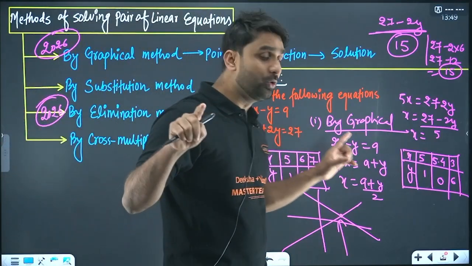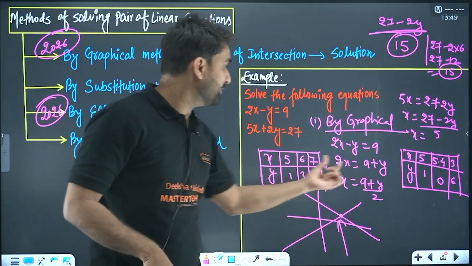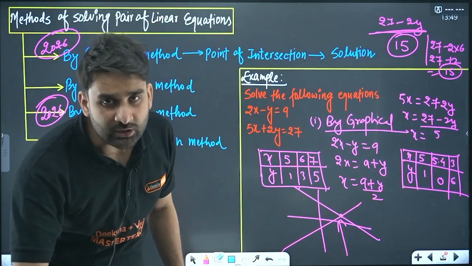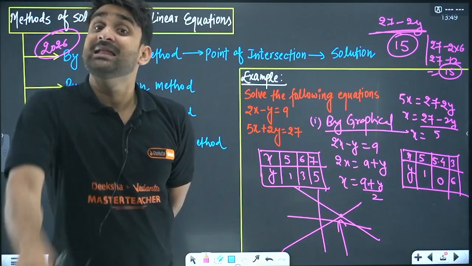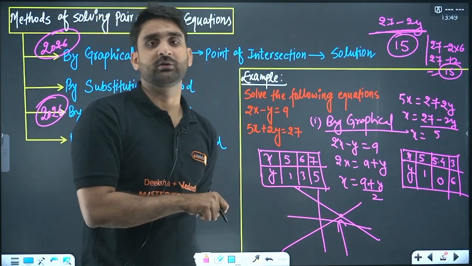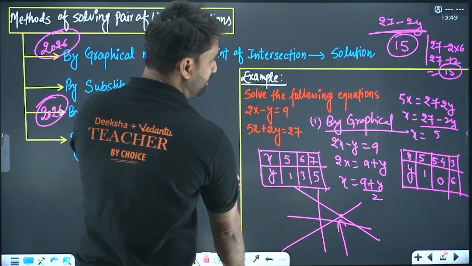So to apply the graphical method, always make sure to find the solutions first. Once you get the solutions, you can draw the graph, and the point at which both lines intersect would be your solution. That point will give you the solution, my dear. I hope this is clear to you. Now, moving to the next point.